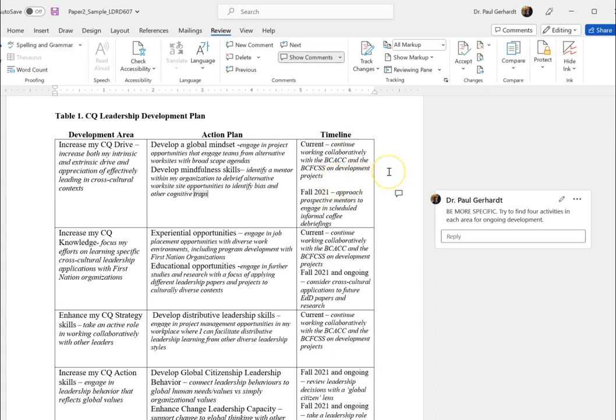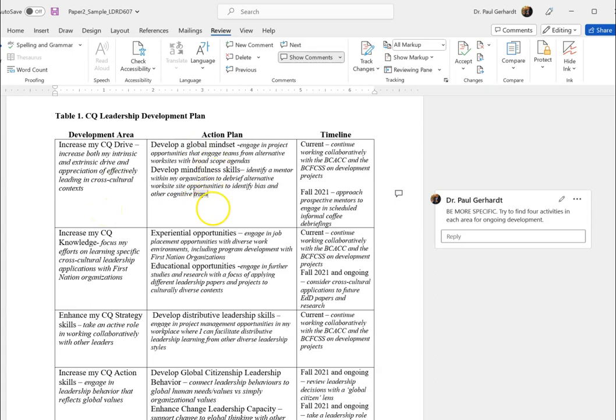The timeline could be ongoing, but it'd be even better if you said be as specific as possible. By the end of February, I will have done this specific action. This was not a great paper, and if you take a look at that, you should ask yourself, why isn't this a great paper?